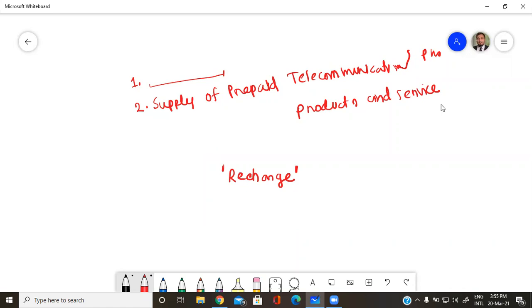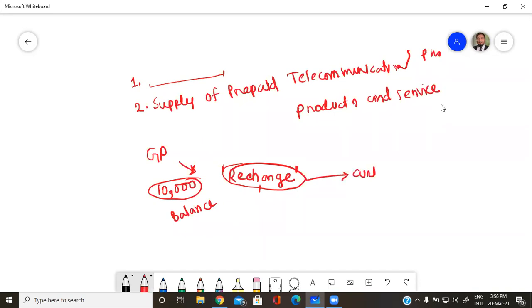So the thing is that when the supply has been made by the company to the intermediaries, in that case no VAT applies, or it will not be considered a taxable supply. Say, for example, GP has given 10,000 taka balance to a particular individual who is in the recharging business. Now this 10,000 recharge balance GP has transferred to the intermediary, and this intermediary will transfer this balance to the customers.